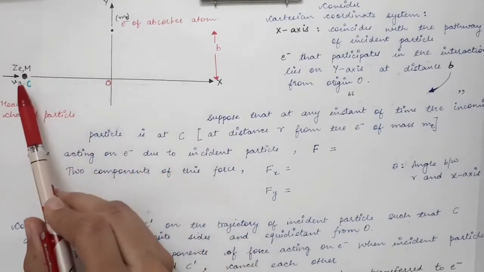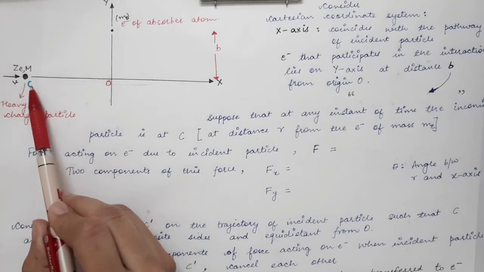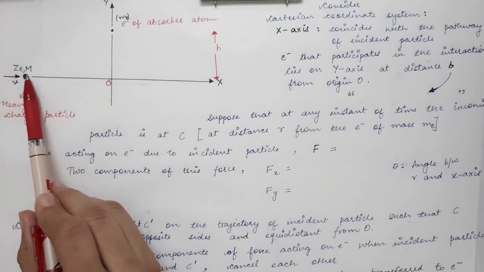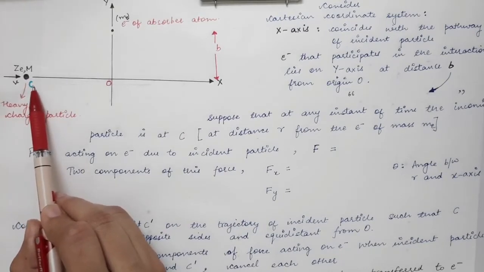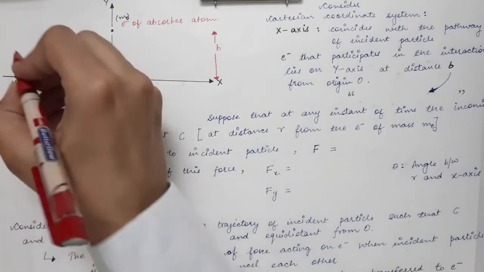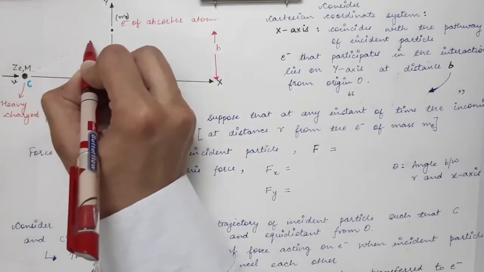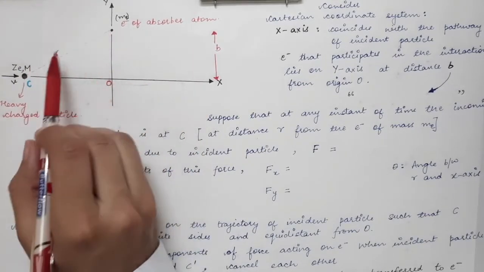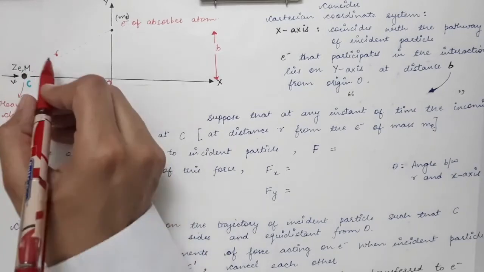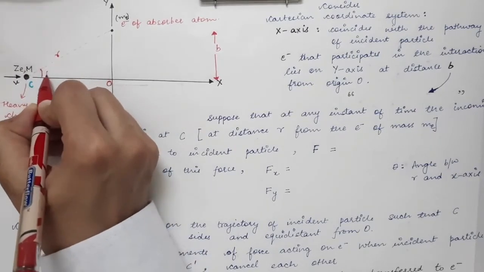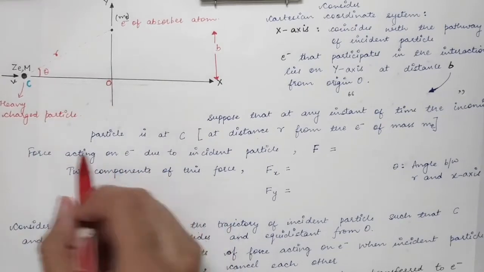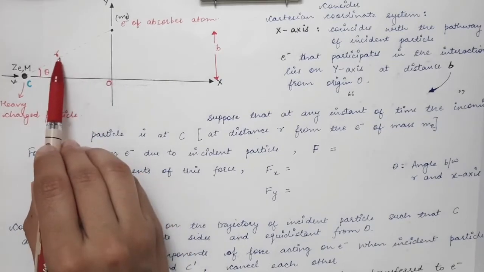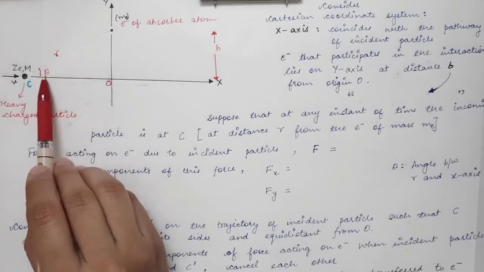So in this case we consider the heavy charged particle to be at a certain point, moving along the x-axis. At any instant of time the heavy charged particle is at this point C, capital C. This C point is at a distance of small r. This distance between the charged particle and the electron is equal to small r, and r is making a certain angle theta with the x-axis. As the charged particle moves, the distance r will change as well as the angle theta will change.